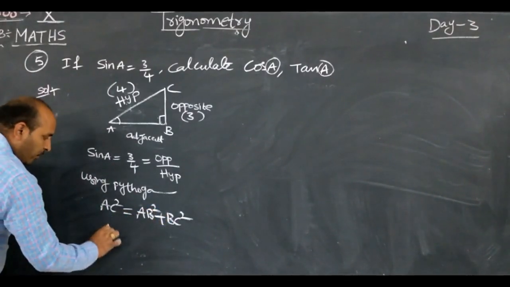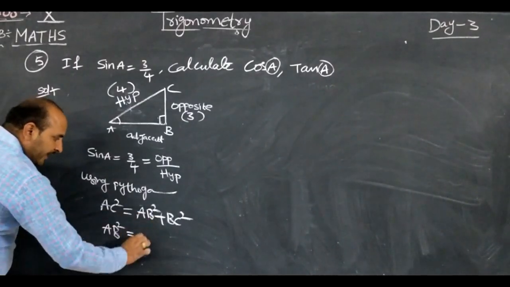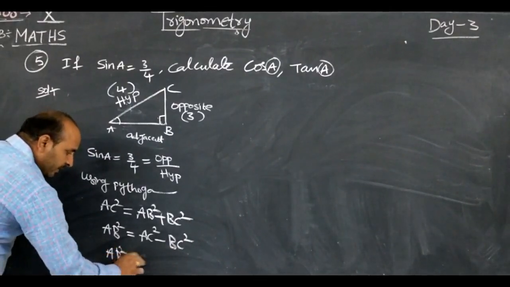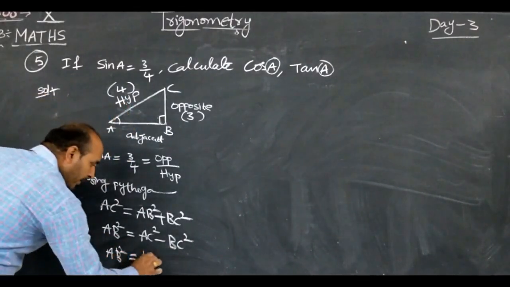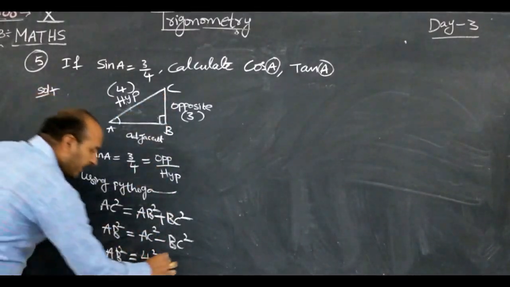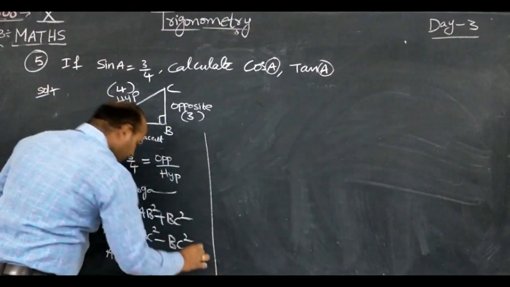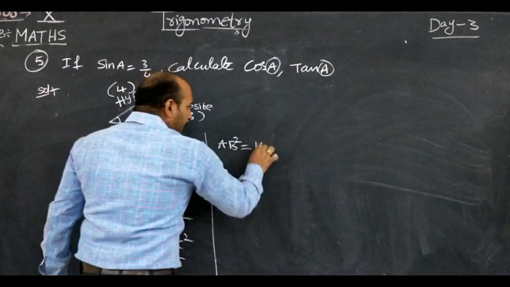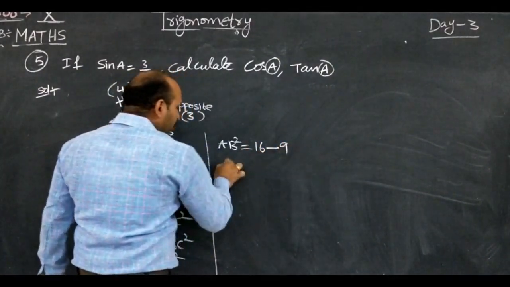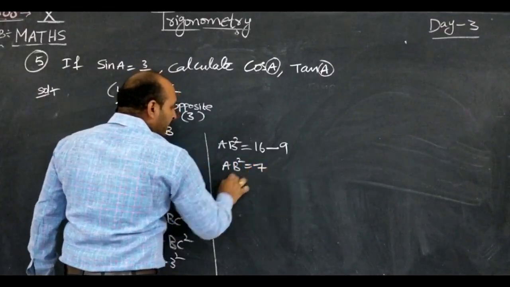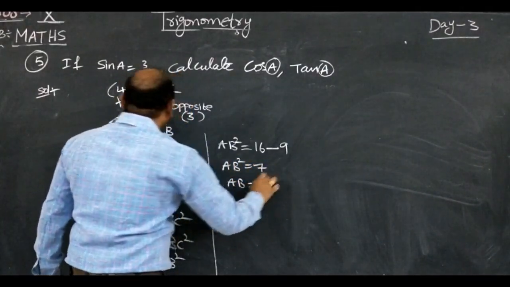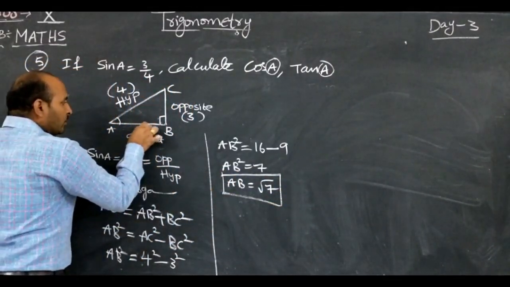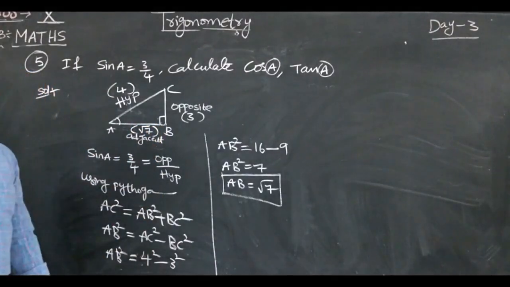So now AB square is equal to AC square minus BC square. AC value is 4 square minus BC side value 3 square. So AB square is equal to 16 minus 9, which is 7. AB is equal to root 7. This adjacent side value is root 7.